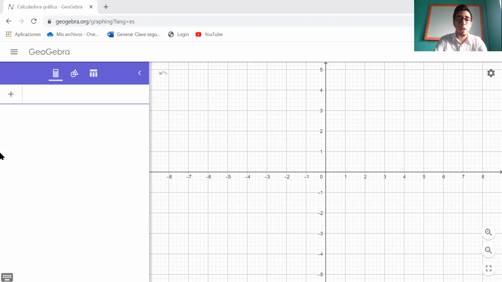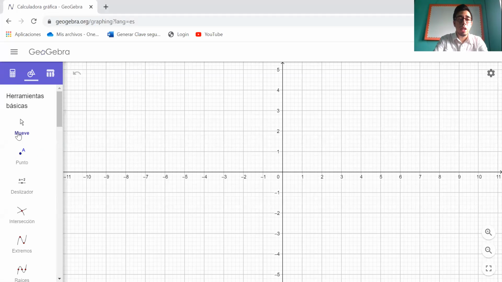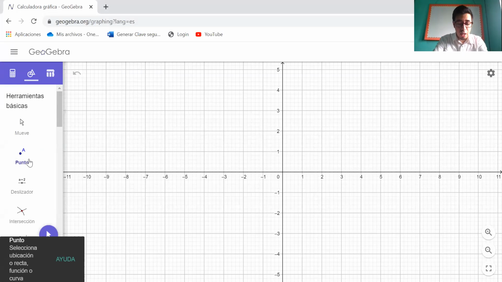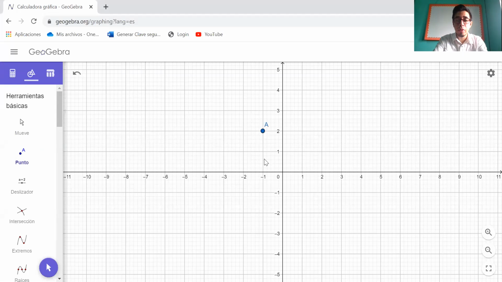We are going to use this app again, GeoGebra, and I'm going to move the graph depending on the values I need. In this case, where are the points located in the graph? You can see, for example, A, the first point is located when X is -1 and Y is 2. So the point is going to be located in here, right? -1 for X and 2 for Y. And for the other one, 3 for the value of X, and 2 for Y.